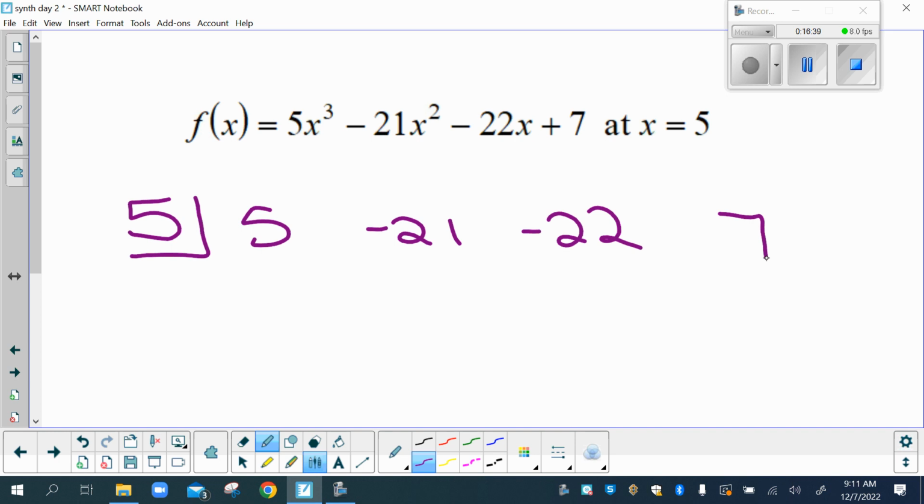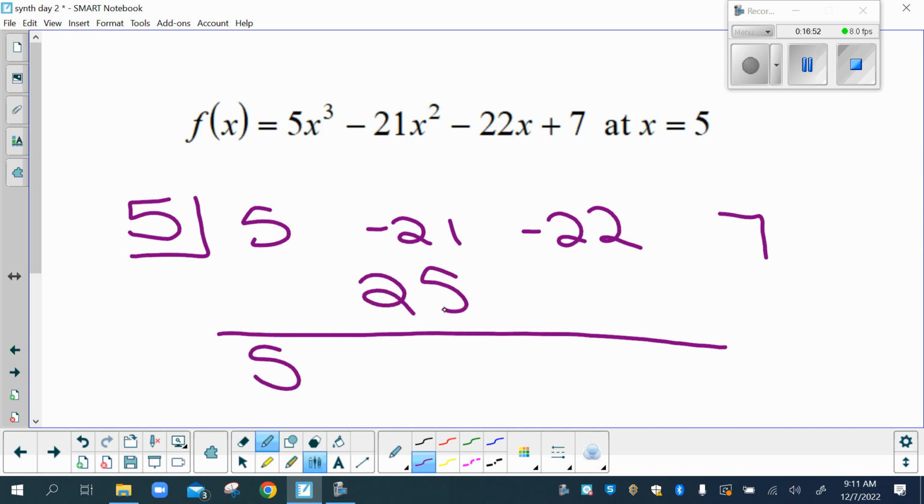So you guys got an answer you like? It gets a little big. So here we go. I'm going to pull down the 5. 5 times 5 is 25. 25 take away 21 is 4. 5 times 4 is 20. 20 and 22 is negative 2. 5 times negative 2 is negative 10.